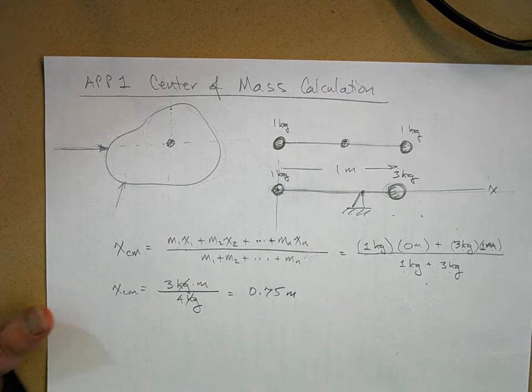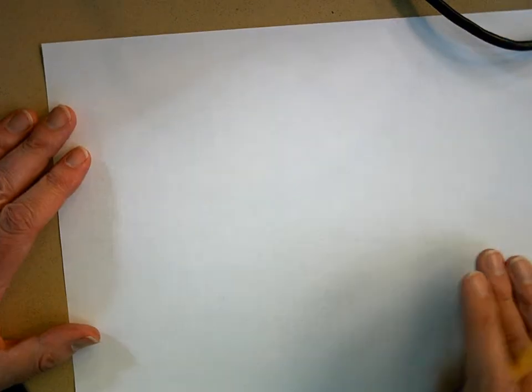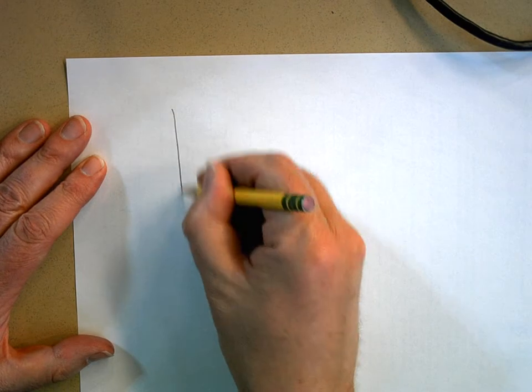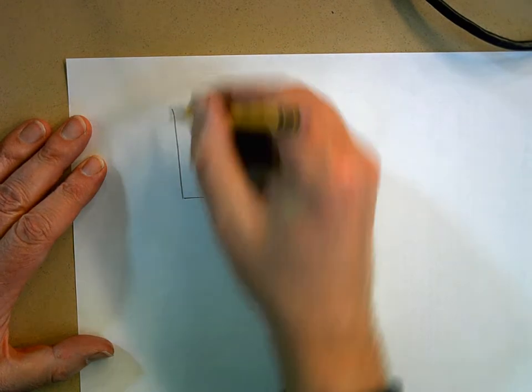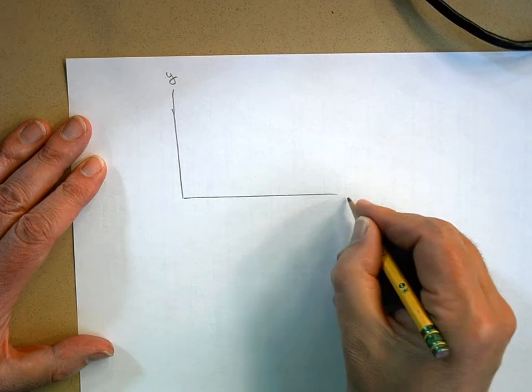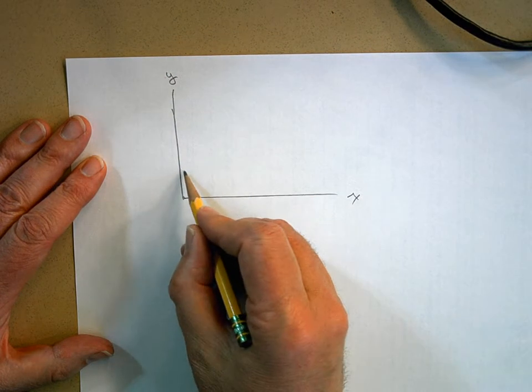Now, I can also do a system like this and get a little bit more complicated. Let's take a look at this example. So this is going to be y, and this is going to be x, so we'll put our origin right here. Let's suppose I had a shape that looked like this.